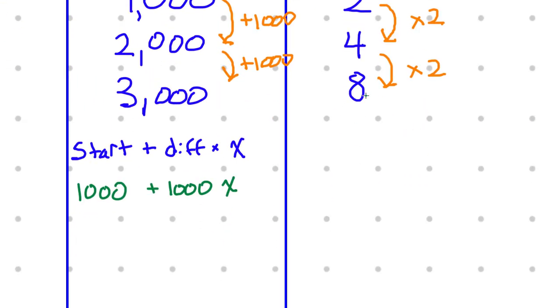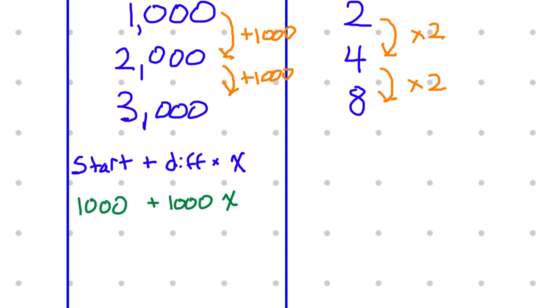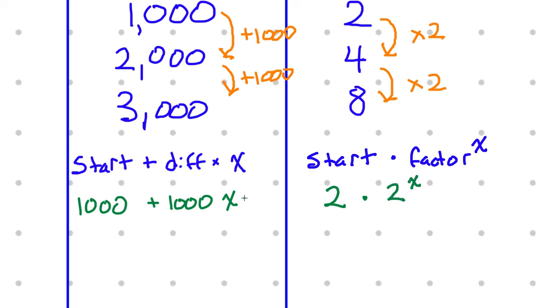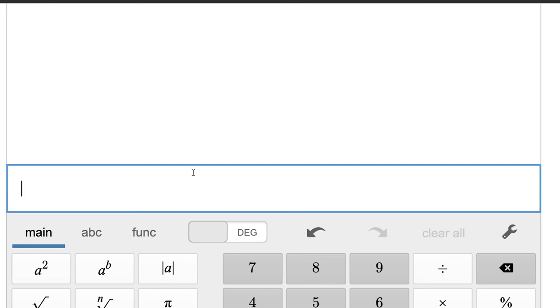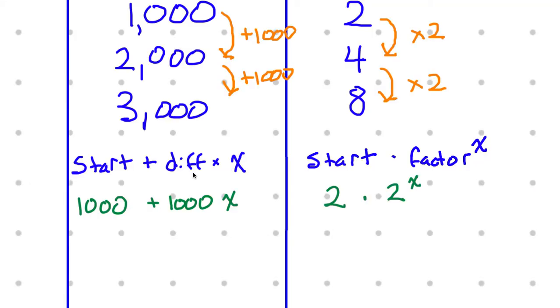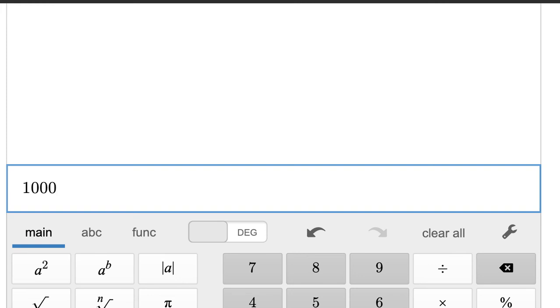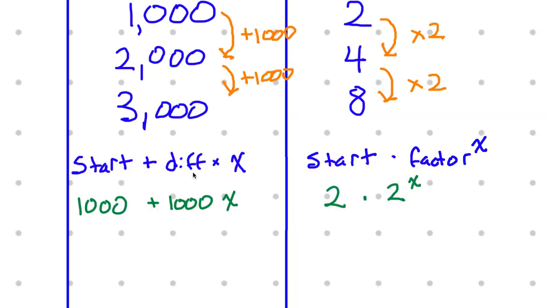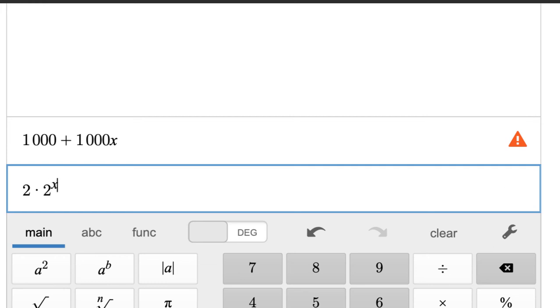Over here, my start now is 2. So let me write down my equation first. It's going to be the initial value, or the start, times your factor to the power of x. So this one is going to be start of 2 times the factor, again 2, to the power of x. If I type these equations in and then start plugging in values of x, I'll eventually see that this one gets bigger than this one. I'll type this linear one in first. Oh, you can't. Okay, I was thinking that's kind of like the other calculator. So 1,000 plus 1,000x. And the next equation is 2 times 2 to the power of x.